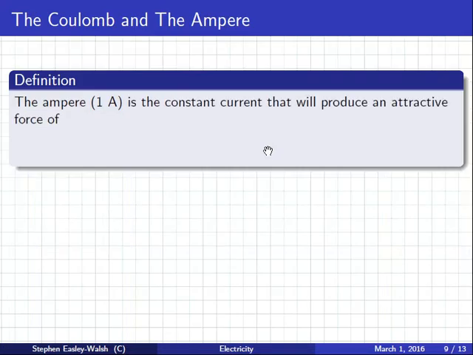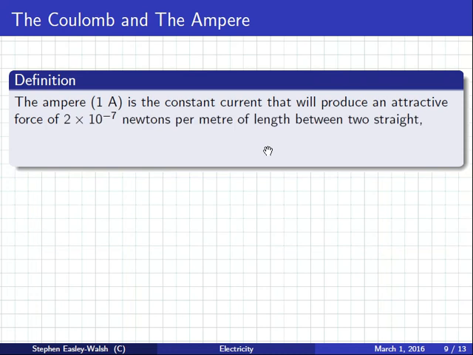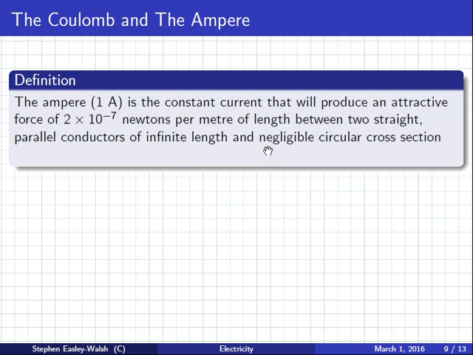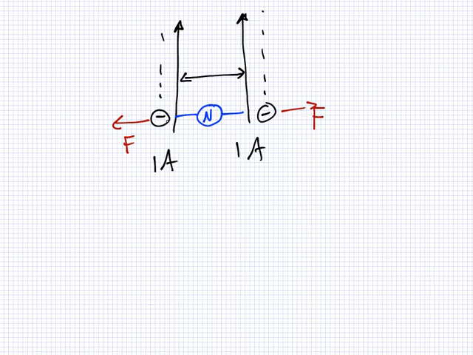So we say we have 1 amp of current if the attractive force is equal to 2 times 10 to the minus 7 newtons per meter of wire, which are infinitely long, really, really tiny, and they're 1 meter apart. So in other words, if I make this 1 meter apart, then the force I require here to keep them balanced, in other words the F, needs to equal 2 times 10 to the minus 7 newtons. If I have this much force between them, then I have exactly 1 amp flowing through it.